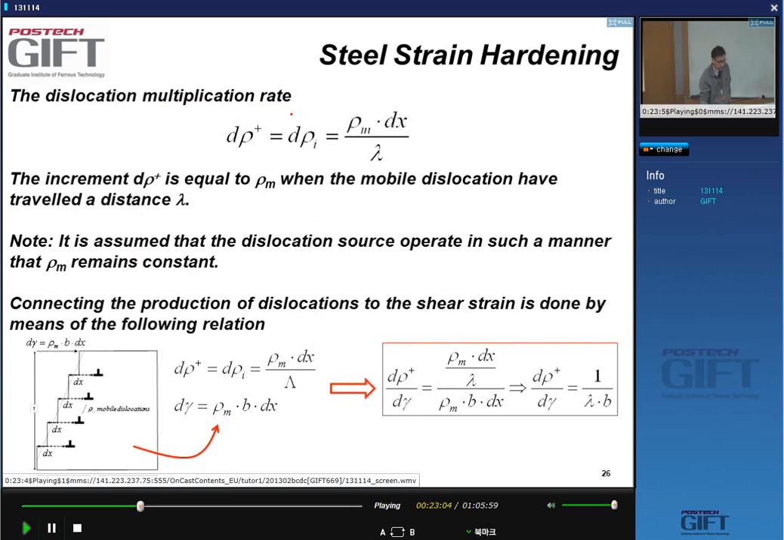Now, why are we interested in this dx, the distance they move? Because dx is related to the macroscopic strain. So again, this increase is equal to rho m when dx is lambda. And remember, the rate at which I generate mobile dislocations is constant. So now let's connect this production of dislocations to the shear strain, because as I make dislocations, I will generate strain.